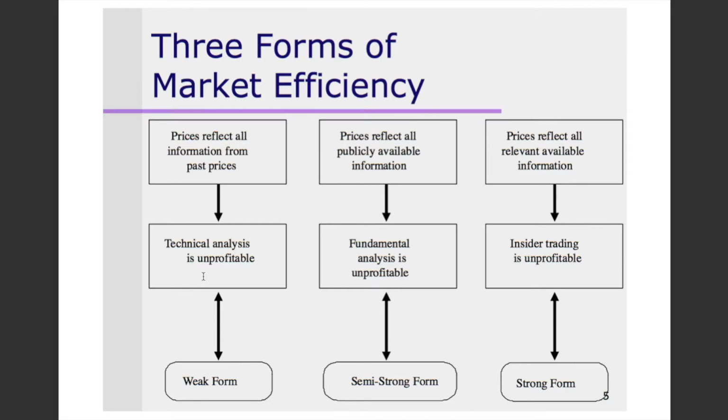Now, we come to the second level of information and the second level of efficiency, which will be called semi-strong. So if you start with the past prices and then you add something, which is publicly available information, what would you be adding? So from the box on the top left to the box in the top middle, what have we added in terms of information?